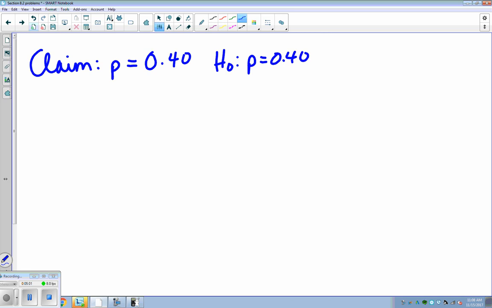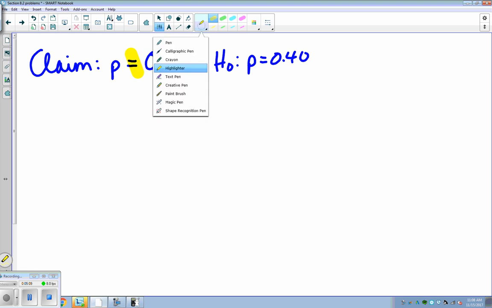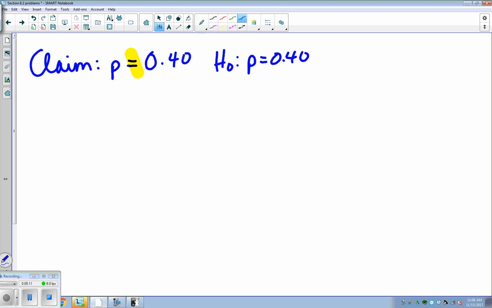Because this claim has equals and only equals, the alternative hypothesis is P is not equal to 0.40. That's where we're going. We're going to put every single possibility up there. Okay?